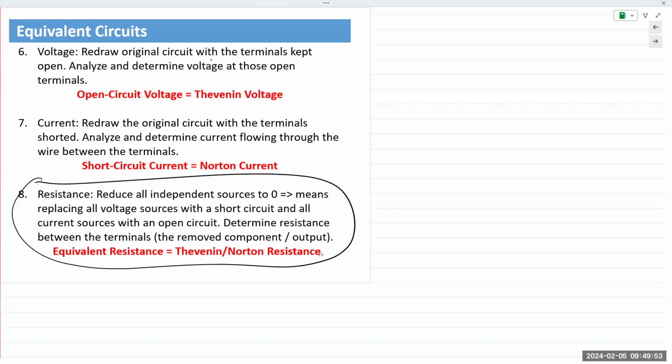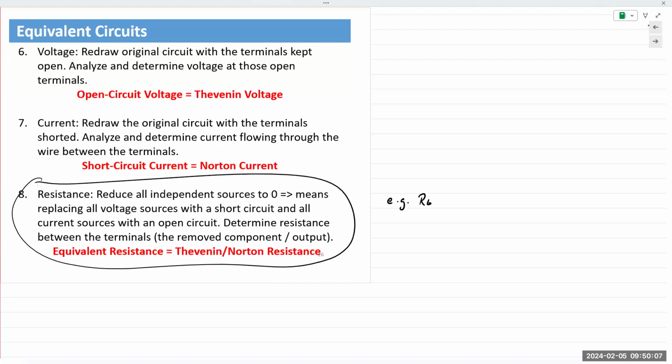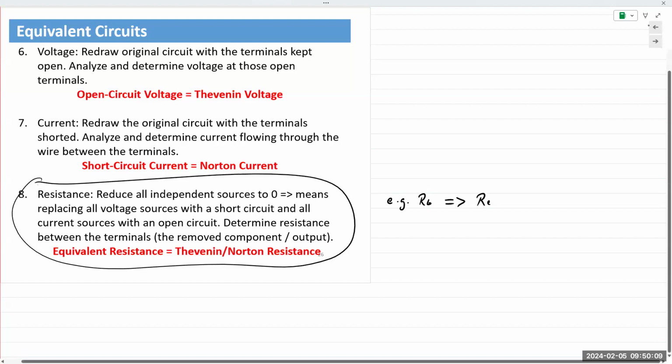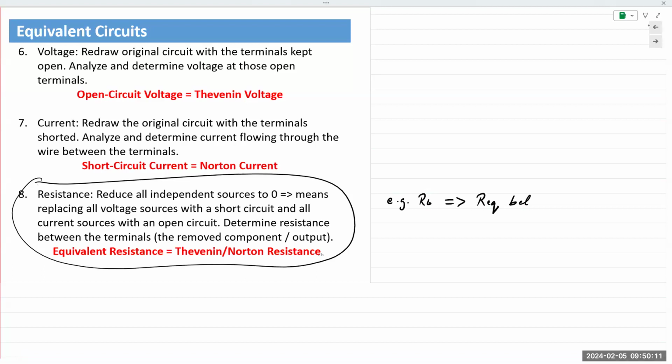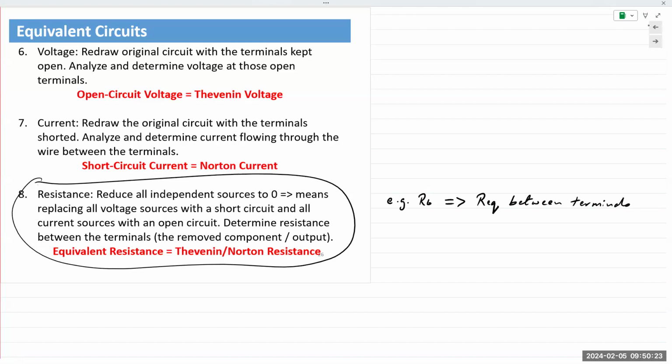So the circuit in the previous example was R6, right? We removed R6 and we were analyzing from the view of R6. So you measure REQ between those terminals, and that would give you the Thevenin resistance for that circuit.